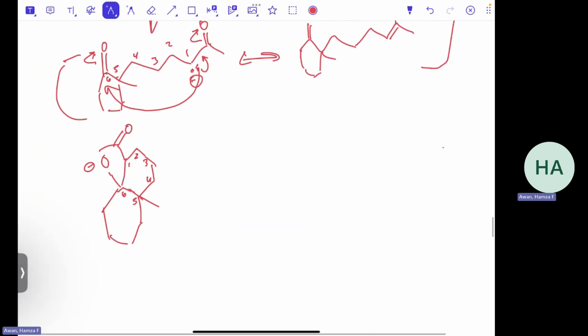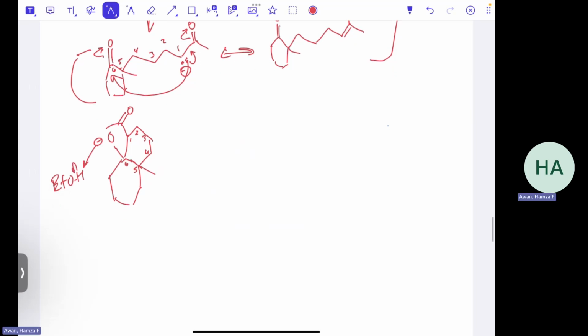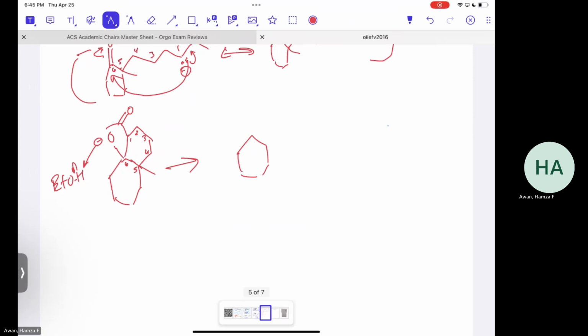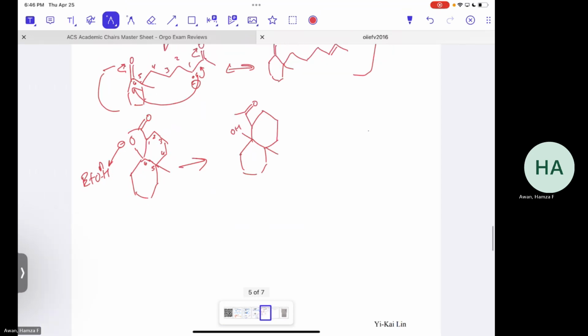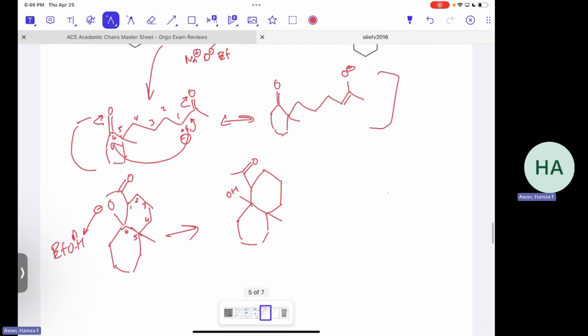And now what we have is our almost final step. What we need to do now is protonate this O minus. So we're going to do that, and now we have our leaving group. So now that we have our leaving group, now we can do our actual aldol reaction.